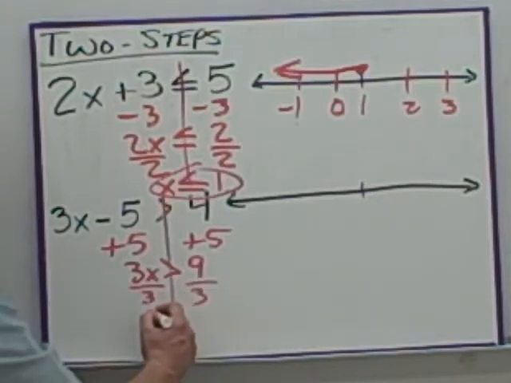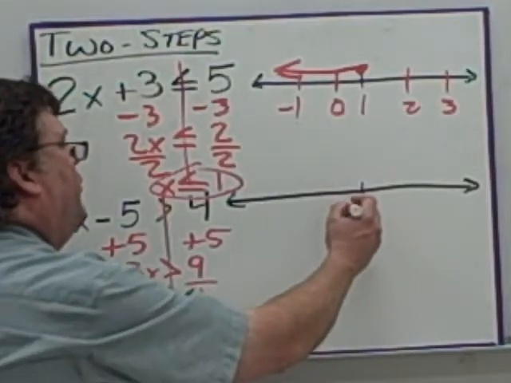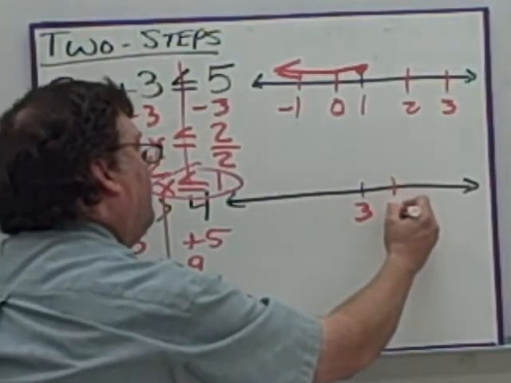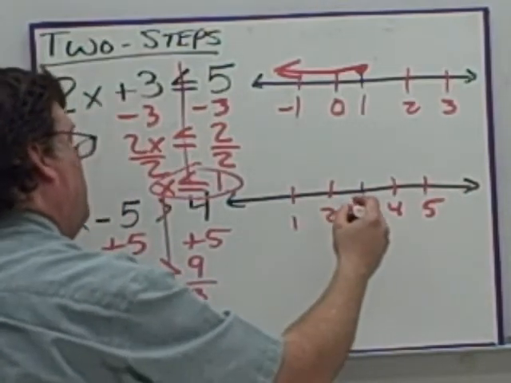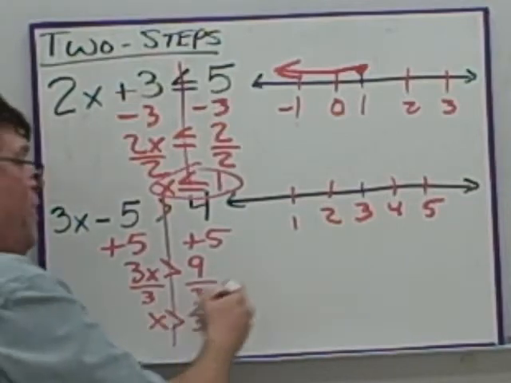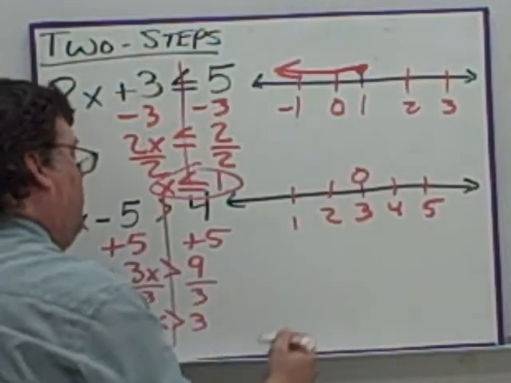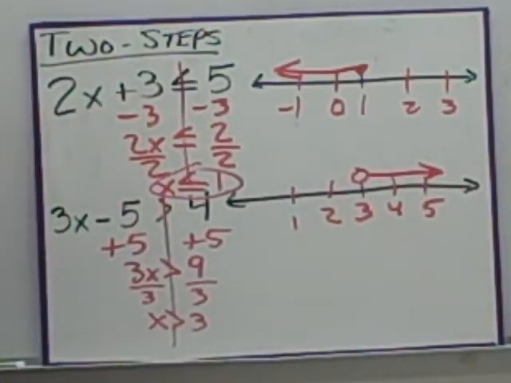Divide by 3, and I get x is greater than 3. So I put a 3 here, 4, 5, 2, 1. It is open. It's greater than, but it's not greater than or equal to. So we have an open circle, and it's going to go in this direction to the right.